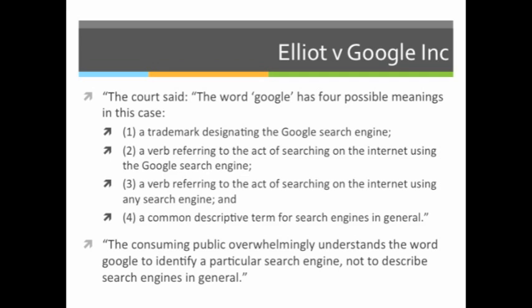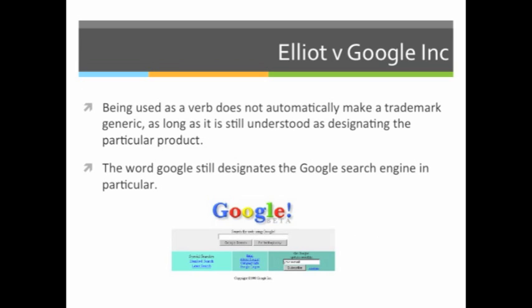The court said that even if it was proved that a majority of people understand definition 3, Google was able to prove over 90% of consumers understand definition 1, that Google designates its own search engine. So the term Google still functions as a product designator. As the court concludes, the undisputed evidence is that the consuming public overwhelmingly understands the word Google to identify a particular search engine, not to describe search engines in general. The court's ruling that a verb usage of a trademark doesn't automatically undo a trademark protection helps other companies too.